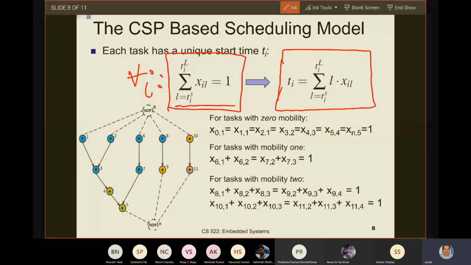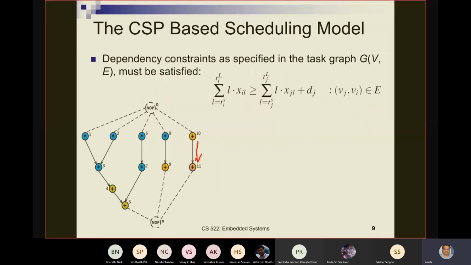Okay. So now I'll go to the next constraint again. Now you tell me, for what does this dependency constraint have to be true? It has to be true for all edges in the task graph. There, the unique start time constraint had to be true for all tasks in the task graph. For the dependency constraints, it has to be true for all edges.